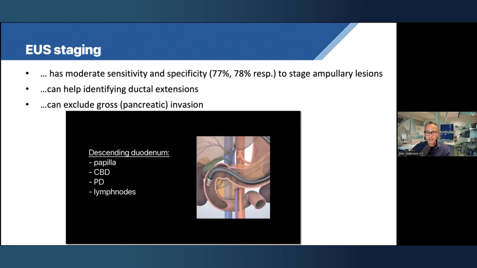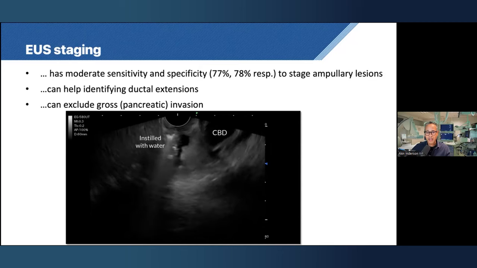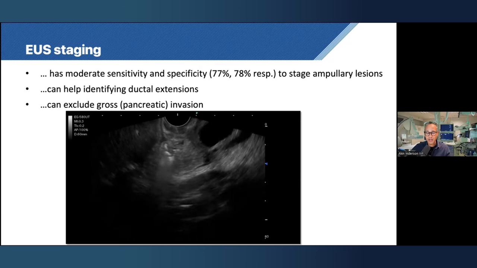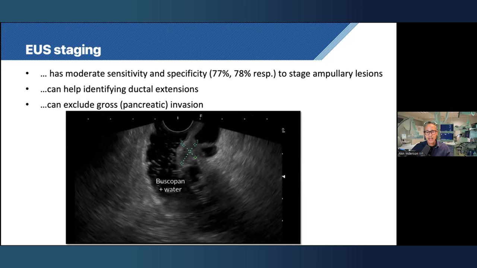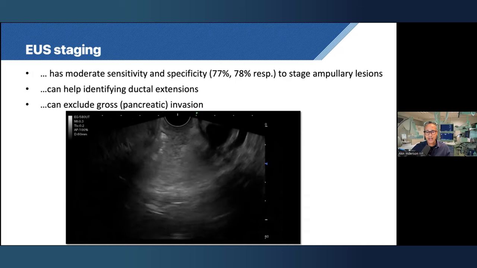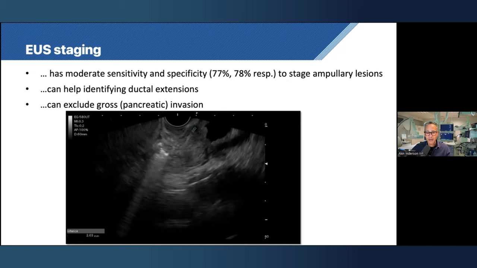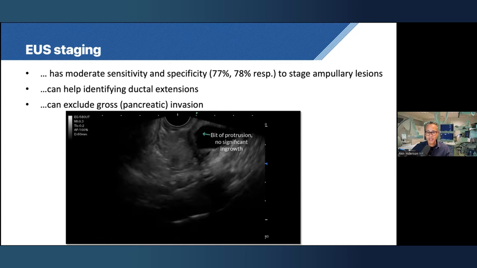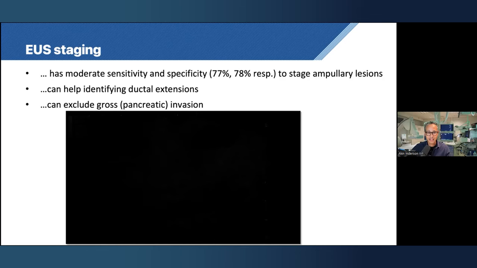Then go down towards the descending duodenum, and there we can assess the papilla. Usually I will instill a lot of water along with a little bit of Buscopan or glucagon, and there we have the ampullary mass, the CBD and PD at 1 and 2 o'clock. There you can see the lesion in relation to the CBD and PD. Here there's a still image where with a lot of water and Buscopan you can have very clear images, and you see here that the lesion respects the muscular wall, so there's no invasion towards the pancreatic head. Don't forget to measure the lesion, to see if it's comparable to what you have seen with the endoscopic image. And here we can see that there is no gross ductal infiltration, a little bit of protrusion, but no significant ingrowth. You can do this in like 15 minutes.